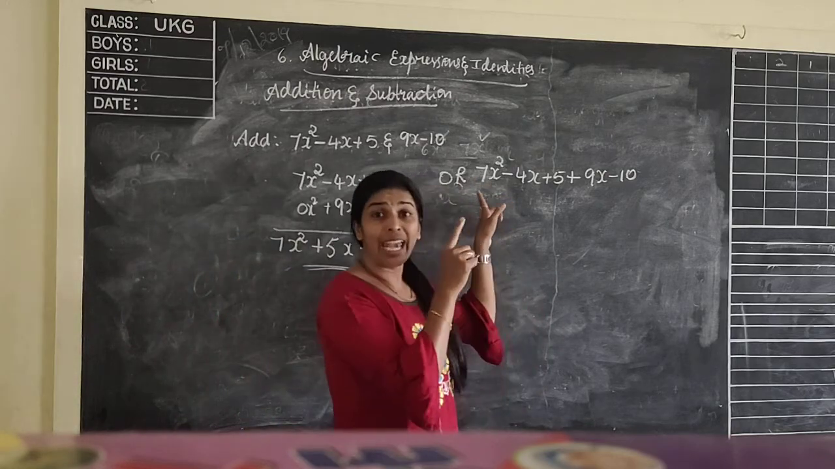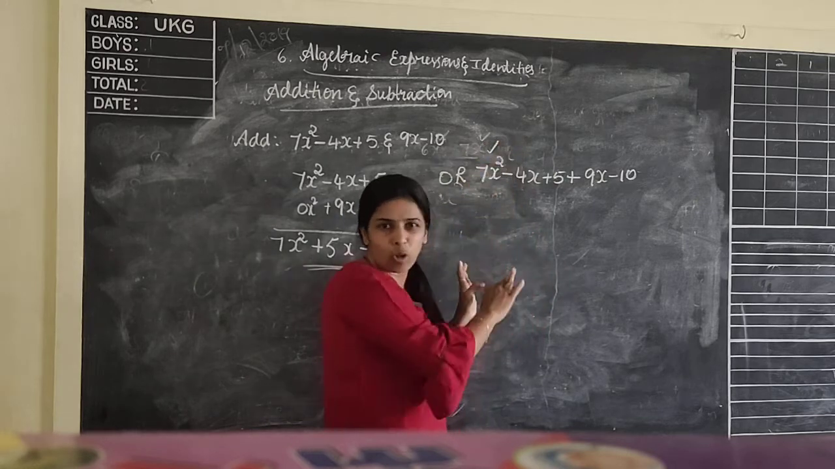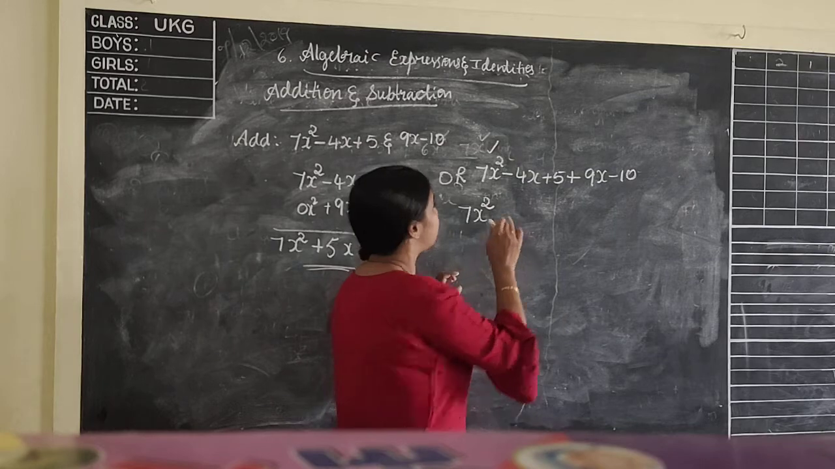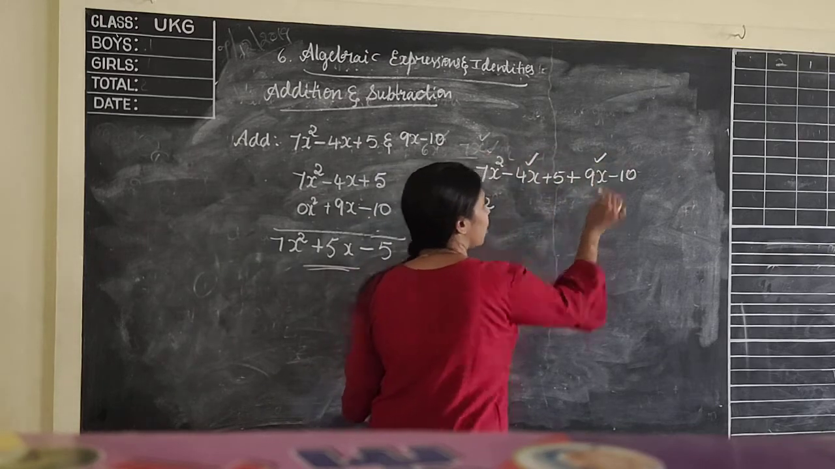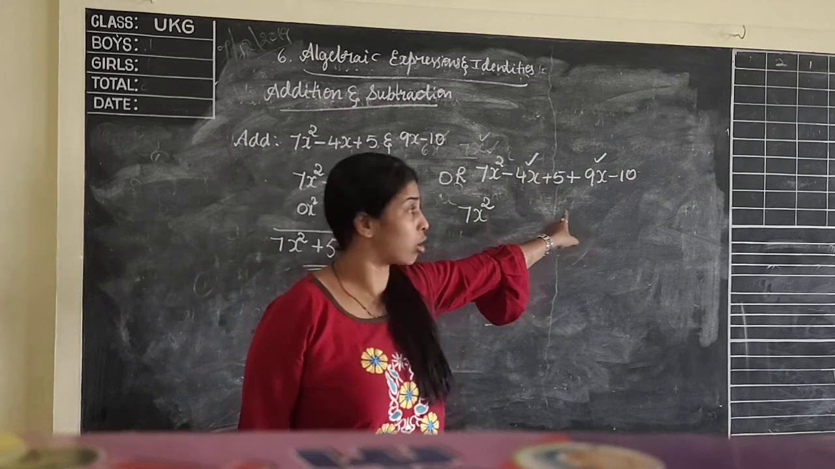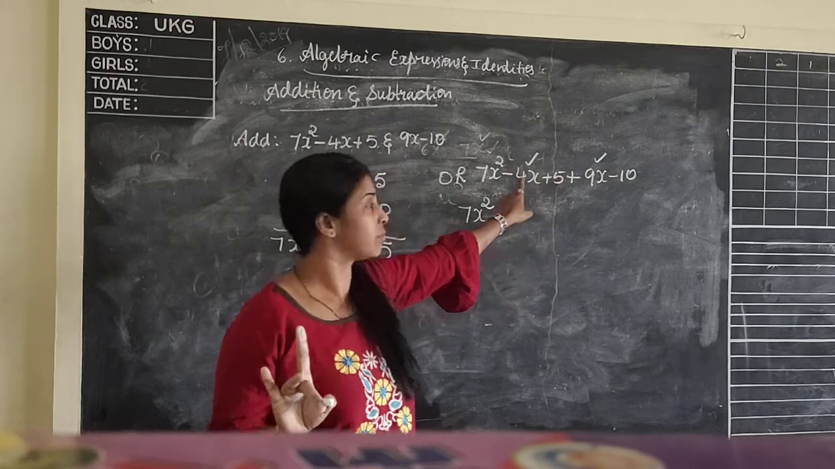Now see, x square term, how many are there? 1 is there. 1 means you have to write like that only. X terms, 2 x terms are there. Don't add x and some other term. Cannot. 4x and 5 you can't add. If you add it, wrong it is.